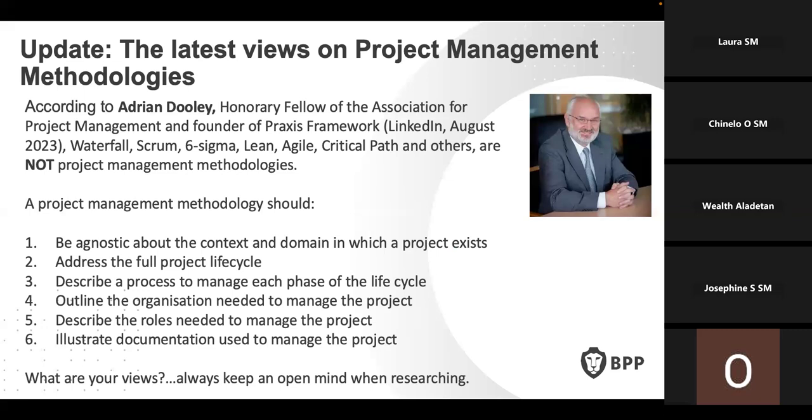Also, it should be able to describe a process to manage each phase of the life cycle, which Scrum, Waterfall, and Agile actually do, and then outline the organization needed to manage the project. That means the methodology should be able to outline the organization that is needed to manage the project and also describe the roles needed to manage the project.